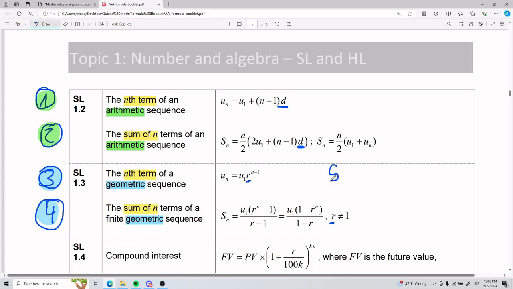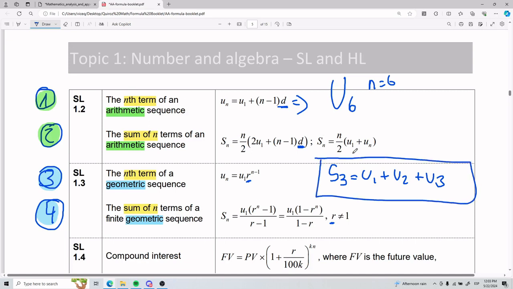Now, the sum of n terms makes a little more sense. For example, S of 3 means you're adding the first term, the second term, and the third term. On the other hand, for the nth term, for example, you're trying to find u6. For finding u6, you plug n equals 6 into this formula here. So the nth term is like finding one specific term, and the sum of n terms is a little more straightforward. S of 3 means you're adding up the first 3. S of 7 means you're adding up the first 7.